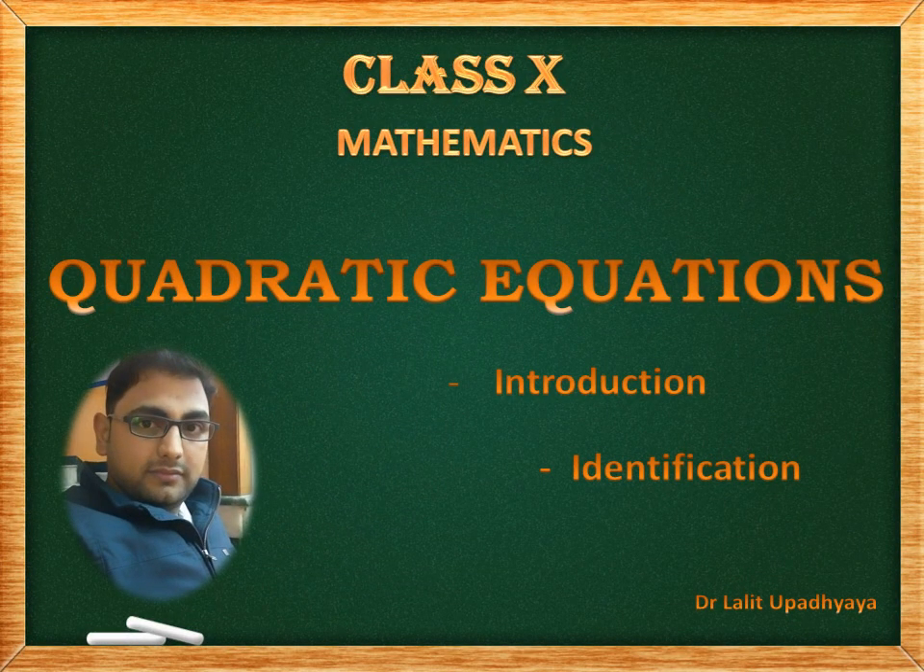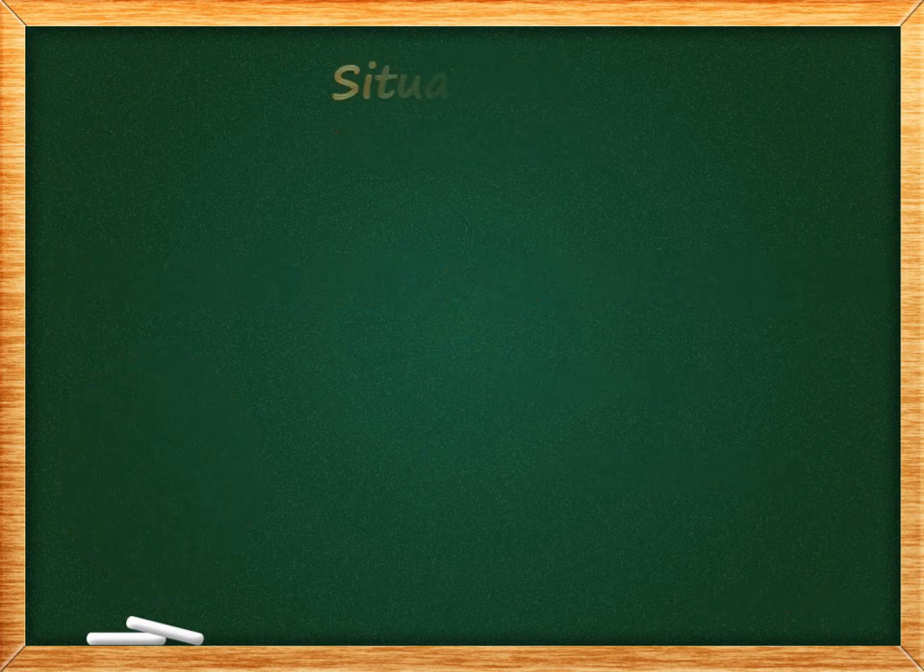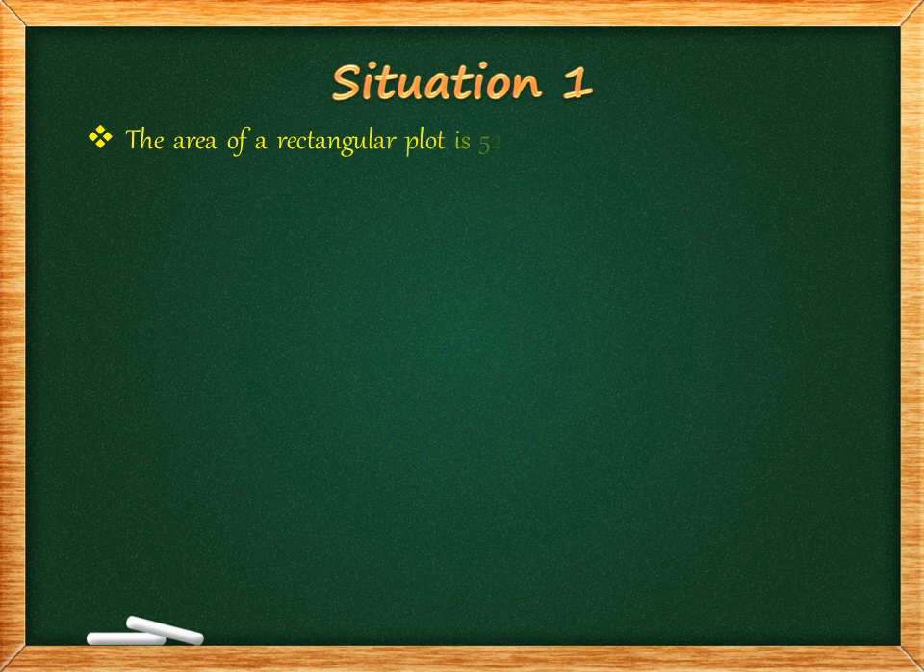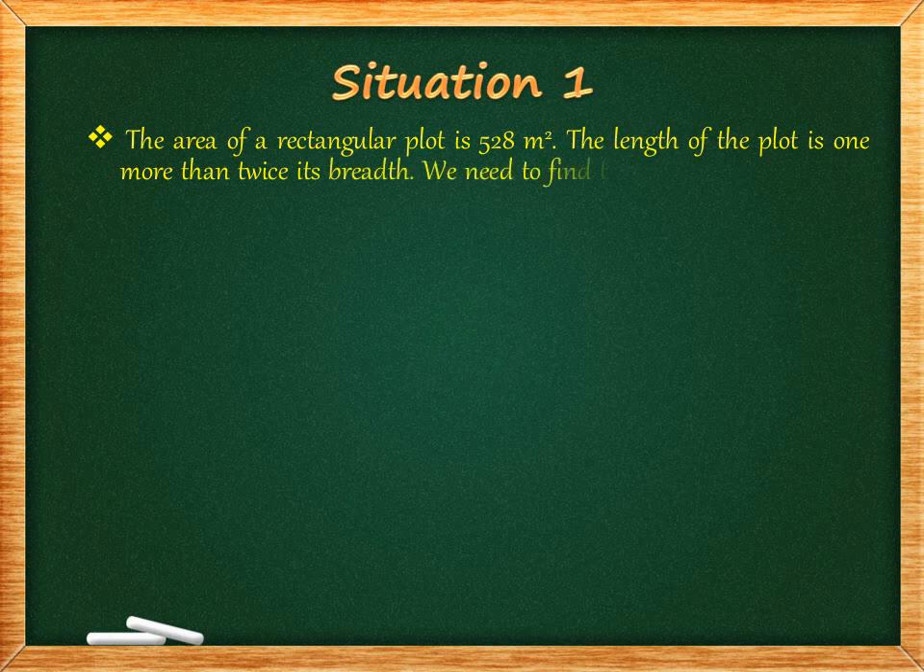Good morning everyone. Today we are going to study quadratic equations. Let's start our session with situation 1. The area of a rectangular plot is 528 meters square. The length of the plot is 1 more than twice its breadth. We need to find the length and breadth of the plot.